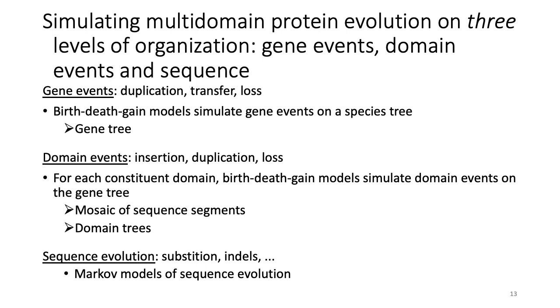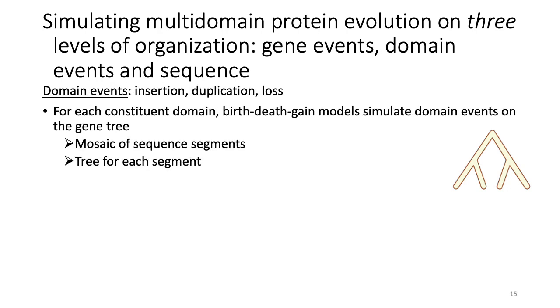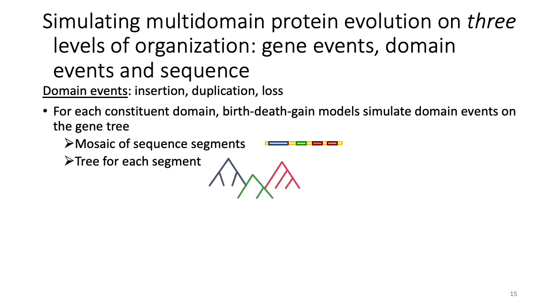Simulating multi-domain proteins requires modeling three levels of biological organization: gene events, domain events, and sequence events. Gene events are simulated as before, resulting in a gene tree. Next, domain events are simulated on the resulting gene tree, again using a birth-death gain-loss model. However, this process is carried out several times, once for each constituent domain. The result is a mosaic of sequence segments and a tree for each segment.